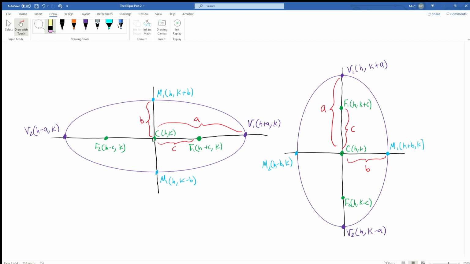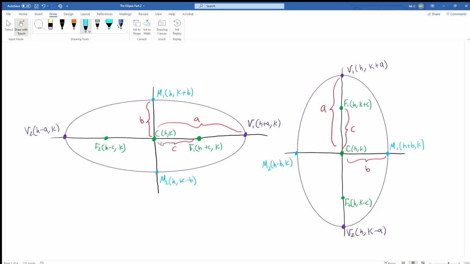And if we go up by a distance of b, that gives us our minor axis endpoint number 1, which would be (h, k plus b). We're adding b to the y value. And then for our other minor axis endpoint, which should be labeled m2 here, we subtract b from our center and get (h, k minus b).